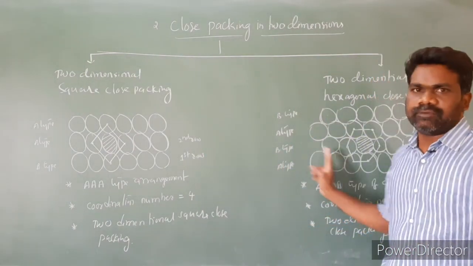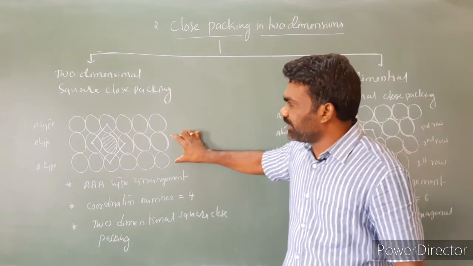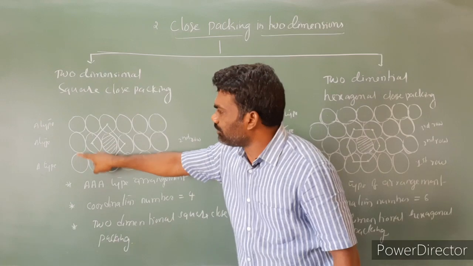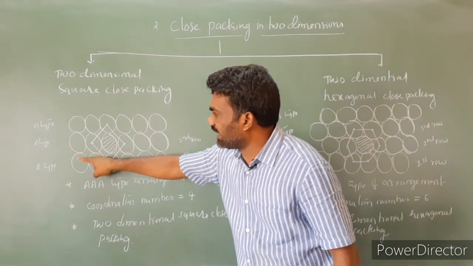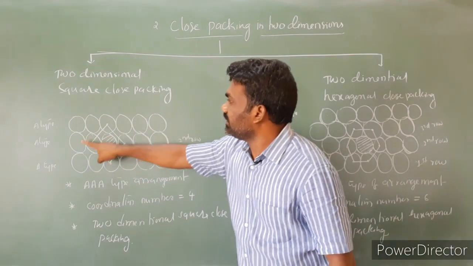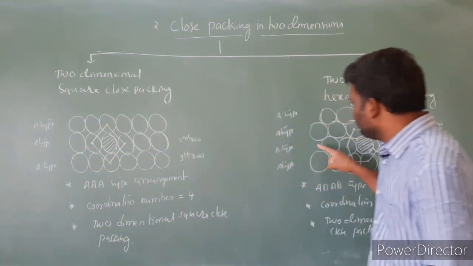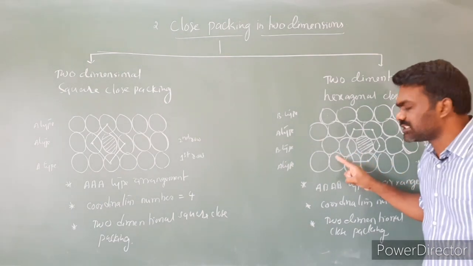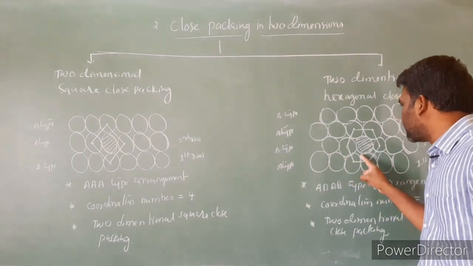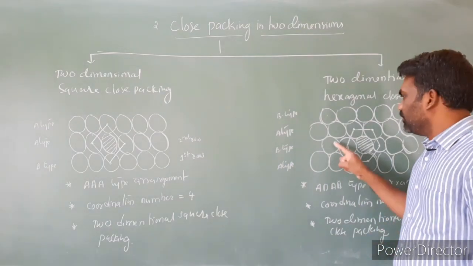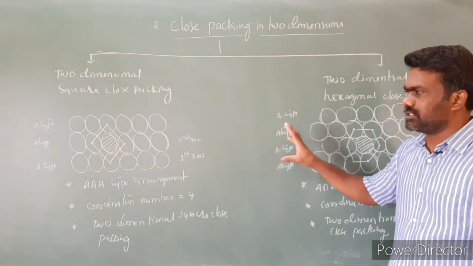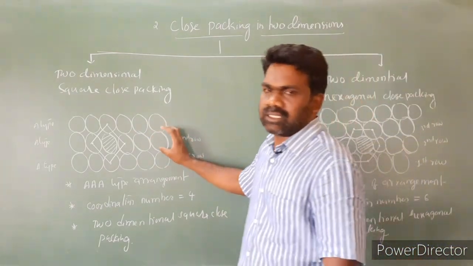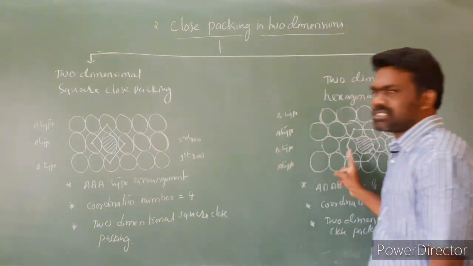What is the main difference between these two cases? Here, the second row is exactly placed above the first row, so we get an AA type of arrangement. But here, the second row is placed in the depressions of the first row. These are the depressions. So we call it a B type. That is the difference, so the arrangement will be different. Here it is vertically and horizontally aligned, but here it is in a staggered manner.